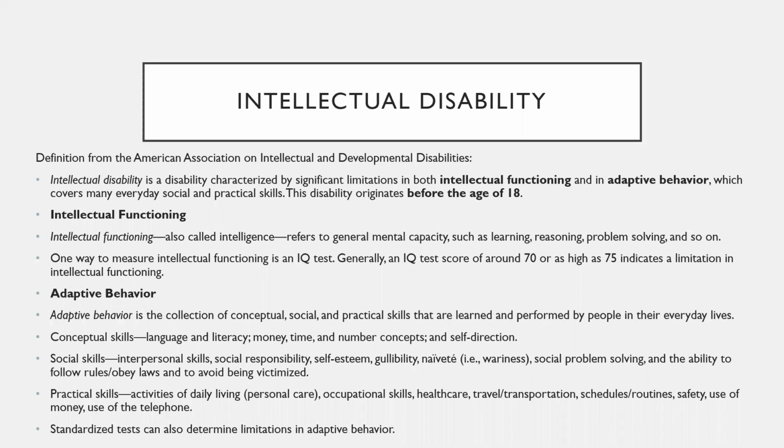And we measure intellectual functioning typically through an IQ test. So an IQ test score of around 70, or it can be as high as 75, actually can indicate some limitation in intellectual functioning. Okay. Now let's look a little bit further at adaptive behavior, which is a collection of conceptual, social, and practical skills. And these are learned and performed by people in their everyday lives.